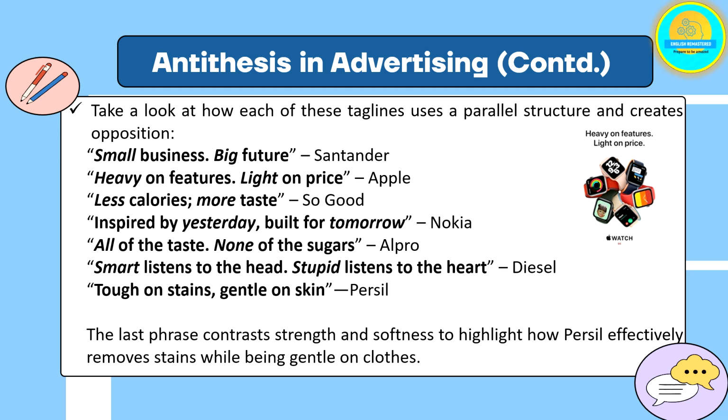Take a look at how each of these taglines uses a parallel structure and creates opposition. "Small business, big future." Santander. "Heavy on features, light on price." Apple. "Less calories, more taste, so good." "Inspired by yesterday, built for tomorrow." Nokia. "All of the taste, none of the sugars." Alpro.